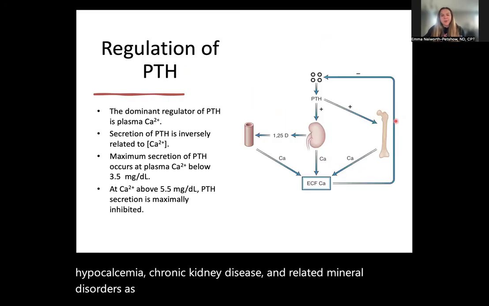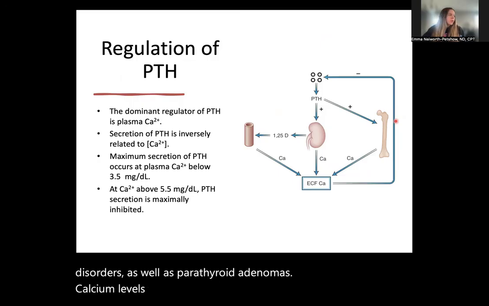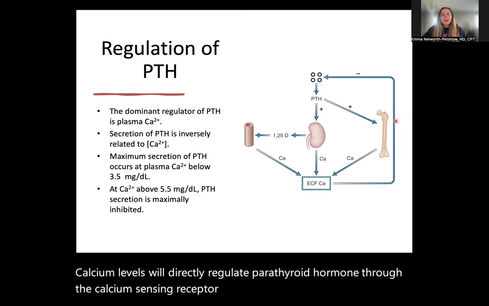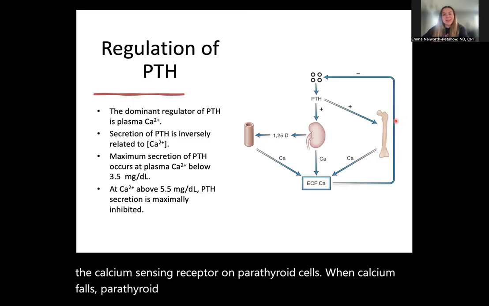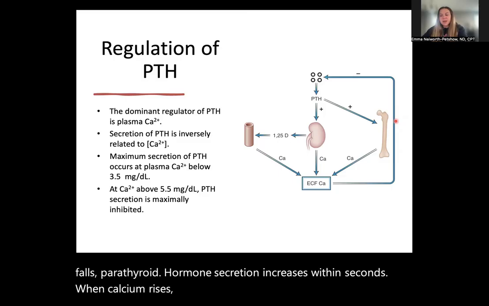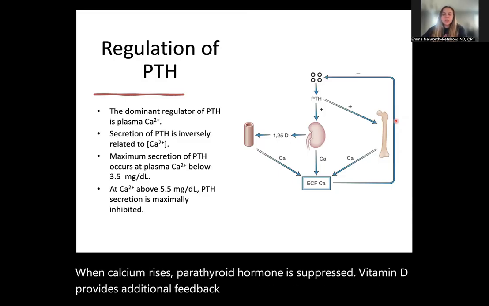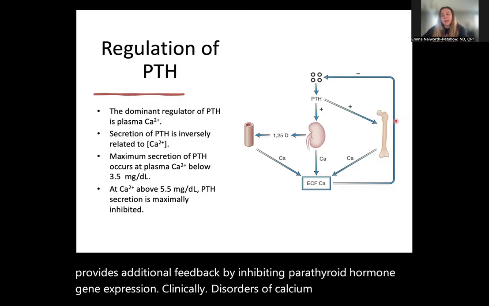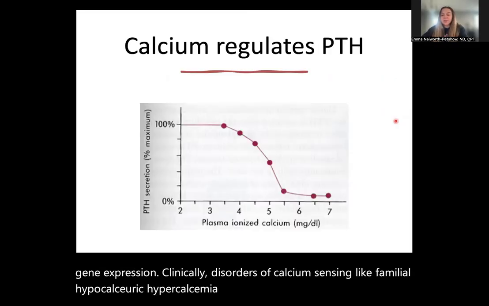as parathyroid adenomas. Calcium levels will directly regulate parathyroid hormone through the calcium sensing receptor on parathyroid cells. When calcium falls, parathyroid hormone secretion increases within seconds. When calcium rises, parathyroid hormone is suppressed. Vitamin D provides additional feedback by inhibiting parathyroid hormone gene expression. Clinically, disorders of calcium sensing, like familial hypocalciuric hypercalcemia, affect this regulatory loop.